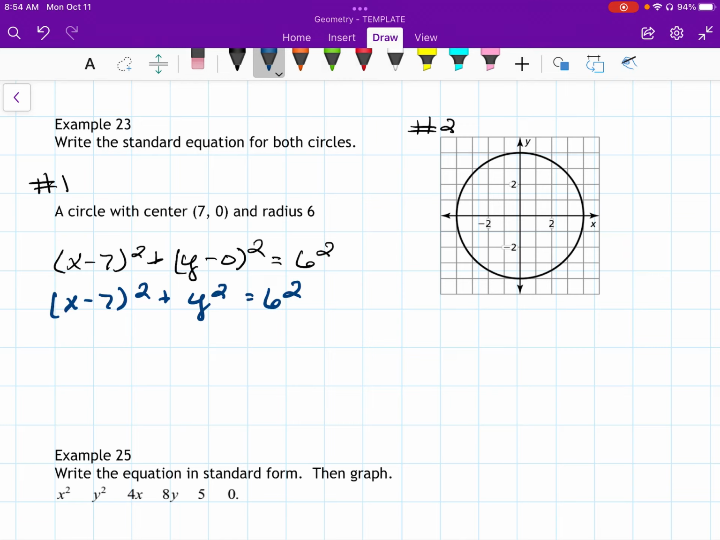Number 2, our center is at (0, 0). Our radius, it looks like that is 4. Yep. So since it's at 0, this will just be x squared plus y squared equals our radius, 4 squared.